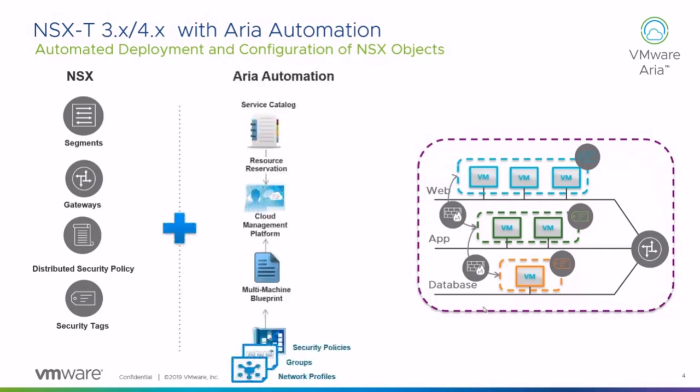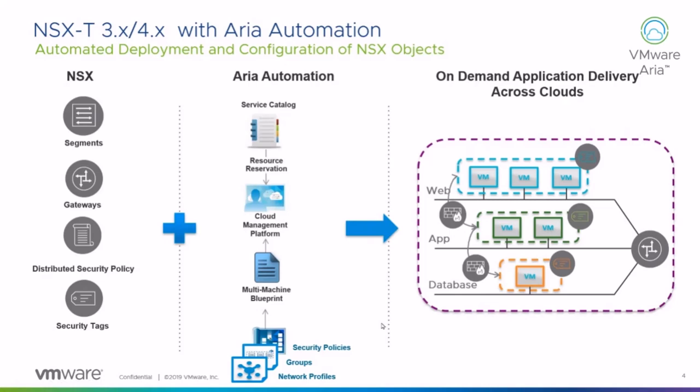And then combine that with Aria Automation, where we have access to the self-service catalog, the resource reservations, and the cloud zones, and builds that cloud management platform and be able to create multi-machine blueprints where we can consume and set it up with security policies and network profiles. The result is you're able to create this end-to-end on-demand application delivery across cloud.